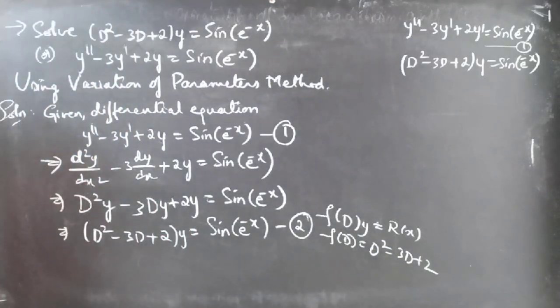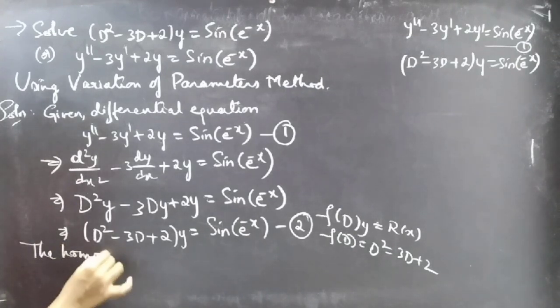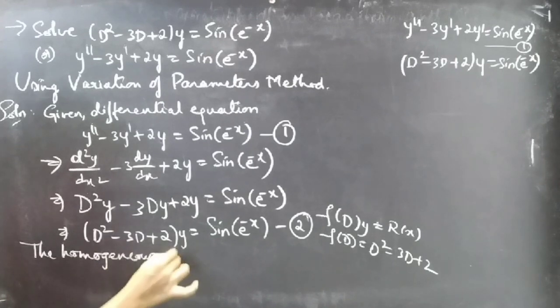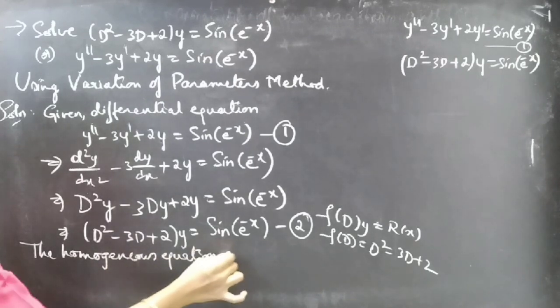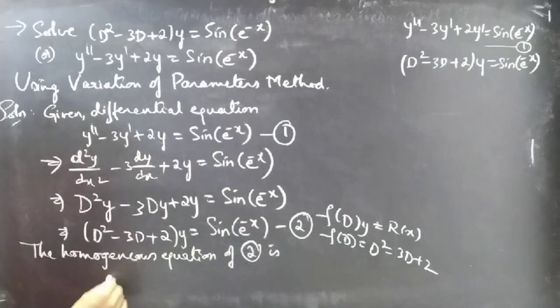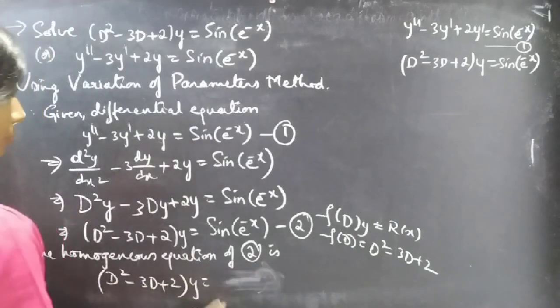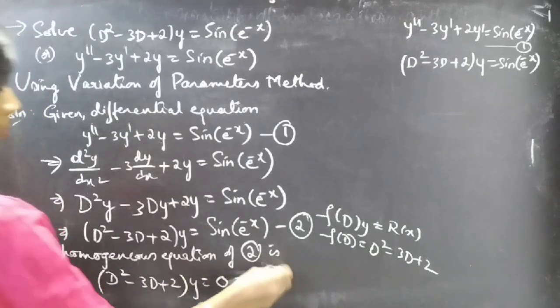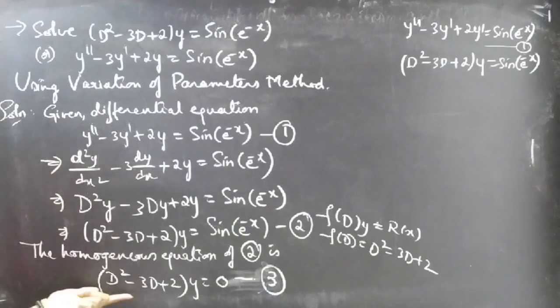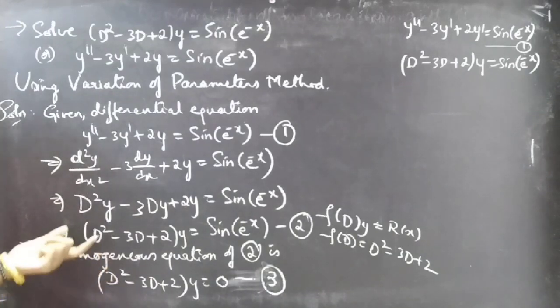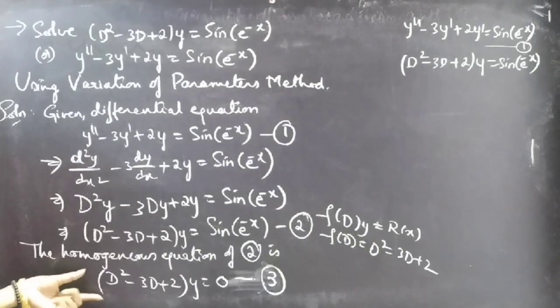Let's now write the homogeneous equation of equation 2. The homogeneous equation of 2 is (D square minus 3D plus 2) y equal to 0. Consider it as equation 3. Now we'll find the solution of equation 3, and using that solution we'll find the general solution of equation 1 or equation 2. We'll find the solution of equation 3 using the auxiliary equation.